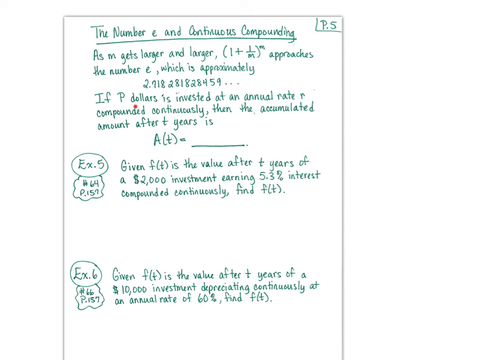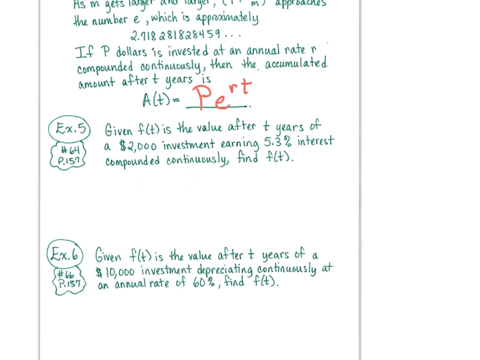So, if P dollars is invested at an annual rate R, which is compounded continuously, which means you're always compounding it, okay? Then the accumulated amount after T years is given by the equation A of T equals P times e raised to the RT. R is your rate, T is your what? Time in years, and then P is your what? Your initial amount you invest. Good. Okay? So, now we're going to look at a couple of examples.